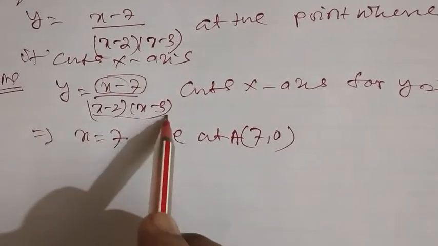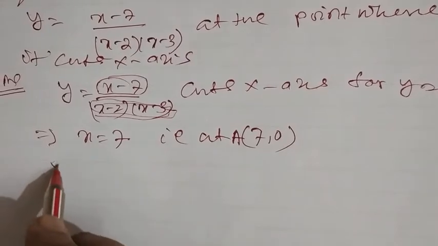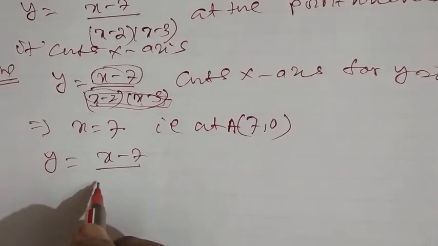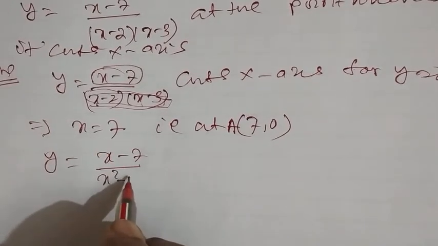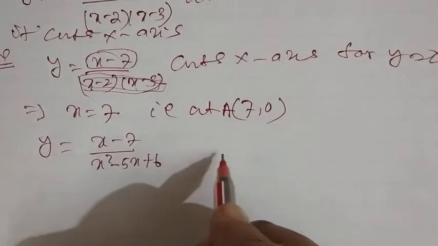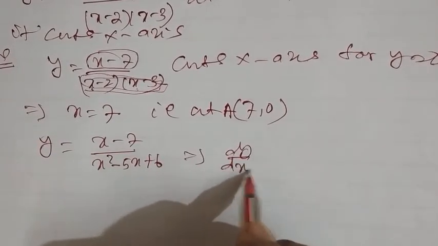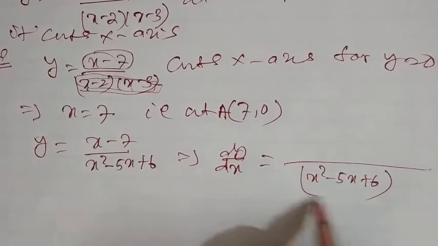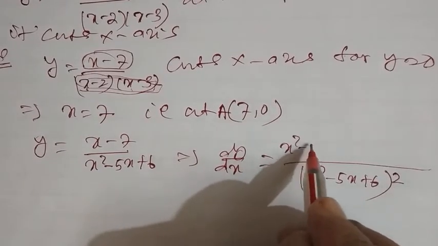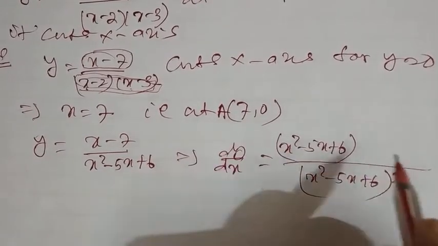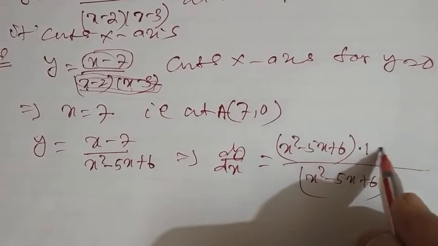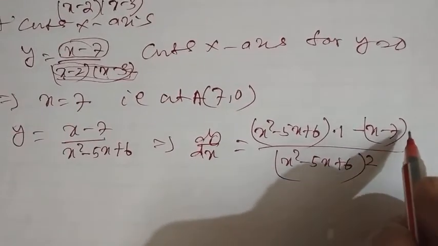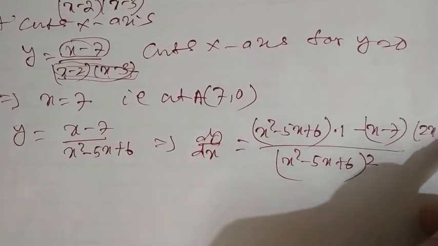For dy by dx, the denominator must be multiplied out. Now y equal to (x minus 7) by (x square minus 5x plus 6). What is dy by dx? Denominator square, (x square minus 5x plus 6) ka square. Denominator x square minus 5x plus 6, derivative of numerator is 1, minus numerator x minus 7, derivative of denominator, that is 2x minus 5.